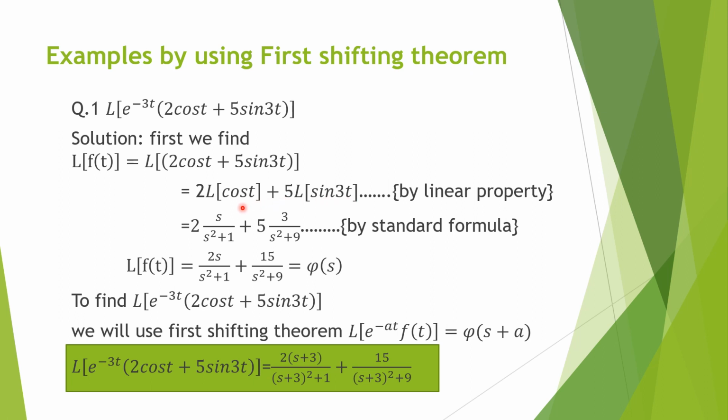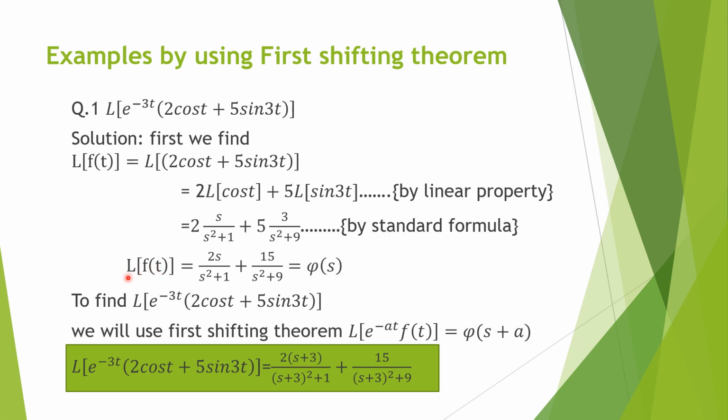By standard formula, we know that Laplace transformation of cos at is equal to s upon s square plus a square. Here in cos at, the value of a is 1, so s upon s square plus 1. By standard formula of sin at, a upon s square plus a square. So here the value of a is 3, so 3 upon s square plus 9. So we can solve this by using the standard formulas of Laplace transformation.